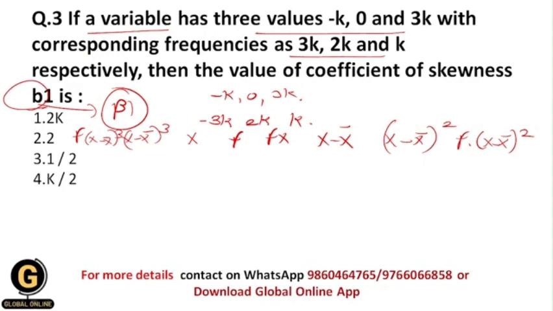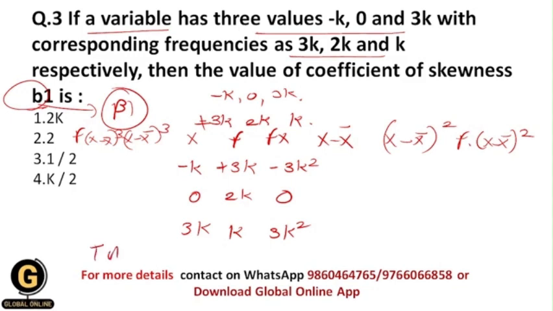First of all, let us write down the values of x, which are minus k, 0, 3k, and their corresponding frequencies will be 3k, 2k and k. And now do the multiplication of f with x, so it will become, sorry, this is actually 3k, right? Yeah, this is 3k, so it will become minus 3k square, 0, and 3k square. Okay, and do the total of this at the end. So the total of the frequency will be 6k, and the total of this fx will be 0. Okay, fine.